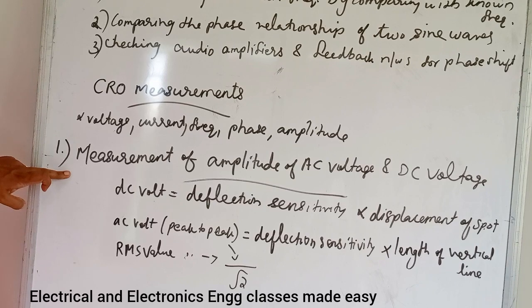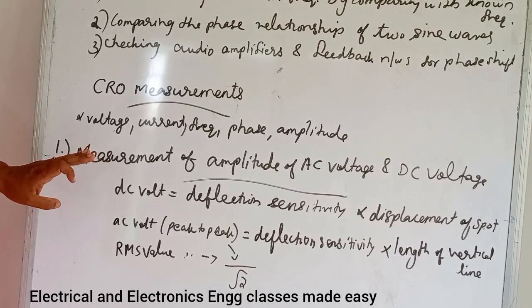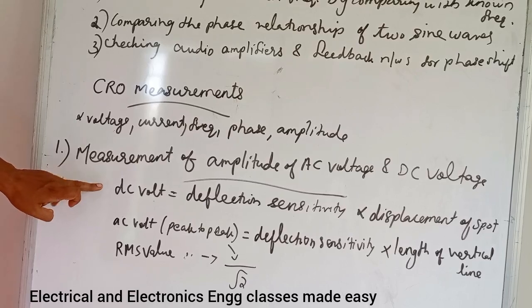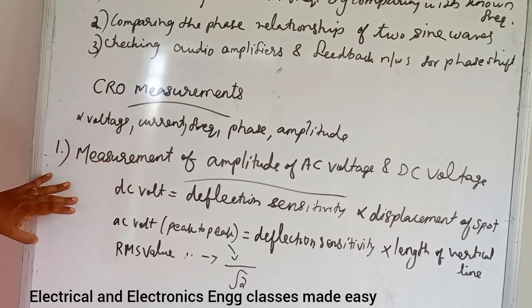First one is measurement of amplitude of AC voltage and DC voltage. A DC voltage is measured by applying it between a pair of deflection plates. The displacement of the spot on the screen is measured and DC voltage, that is the magnitude of DC voltage, is equal to deflection sensitivity into displacement of the spot.